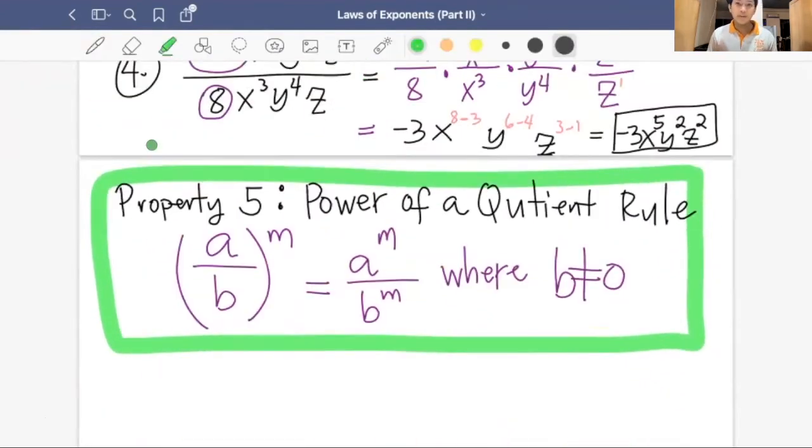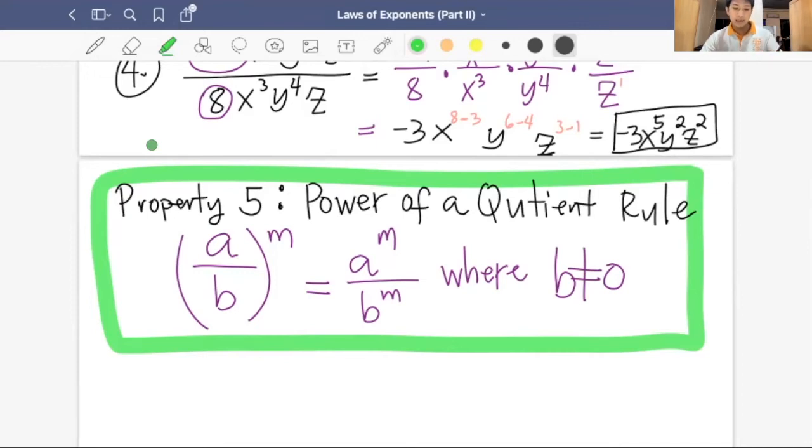Our property number 5 is related to property number 4, but in this case, it is distributive in nature. So the power of a quotient rule. If we have a fraction raised to a given power, then raise both the numerator and the denominator to the said power.